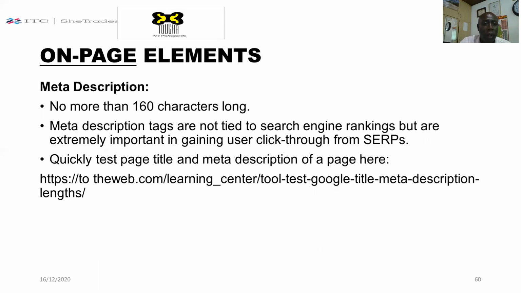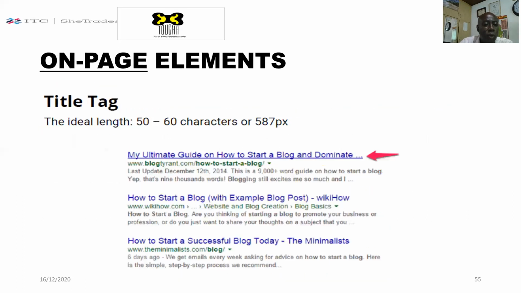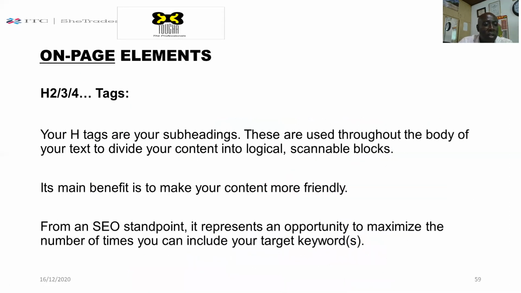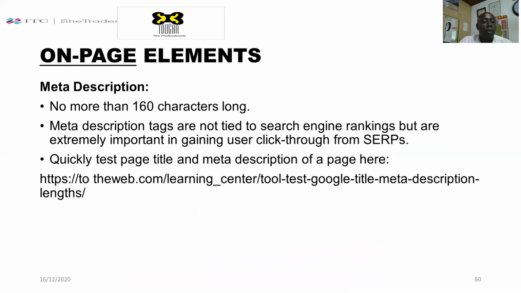So we'll move on to the other aspect of on-page optimization. There's also what we call the meta description. Let me take you a little bit back here. You see it on this title tag, and then you have the title there. The write-up that you see there, "learn how to start a blog and become a blogger," and so on and so forth, that is what we call the meta description. So Google is saying that the meta description should not be more than 160 characters long.